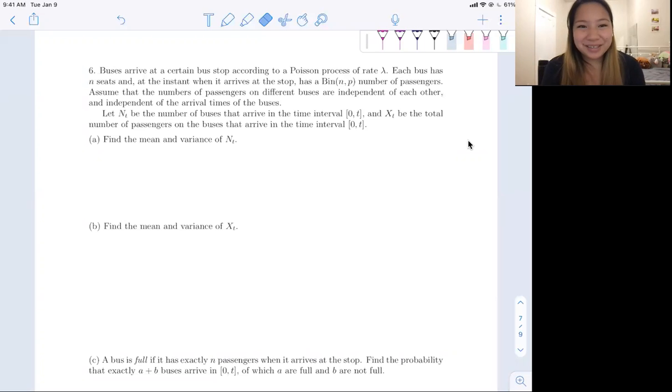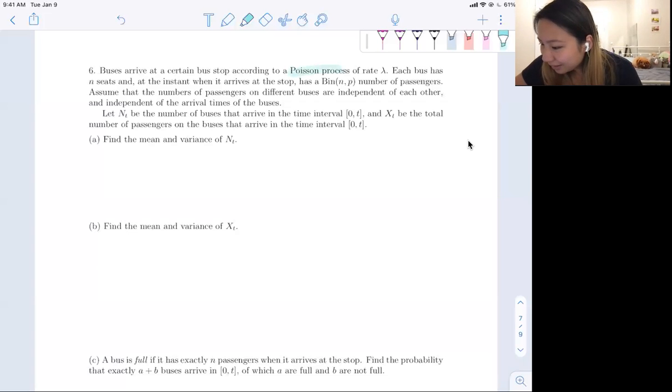So we have buses arriving at a certain bus stop according to a Poisson process of rate lambda. Each bus has n seats, and the instant it arrives, it has a Binomial(n, p) number of passengers. Assume the number of passengers for different buses are independent of one another and independent of the arrival times of the buses.